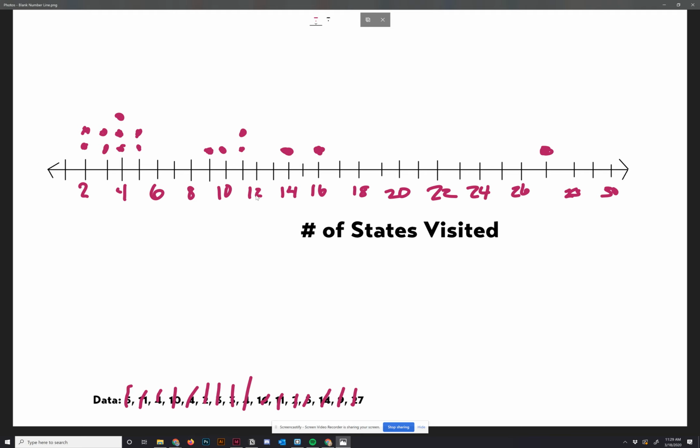If I were to ask you how many students have visited 4 states, you would look at the 4 line and count how many dots are directly above it. There's 1, 2, 3. You would say 3 students have visited 4 states.